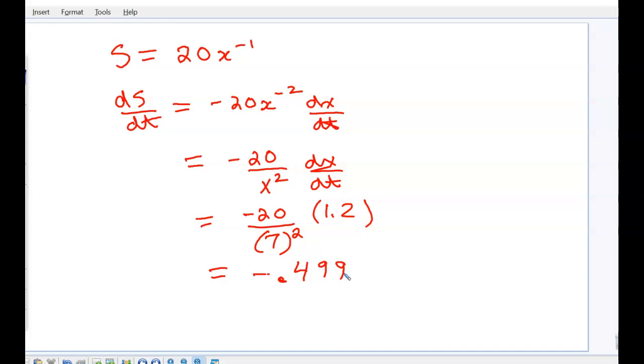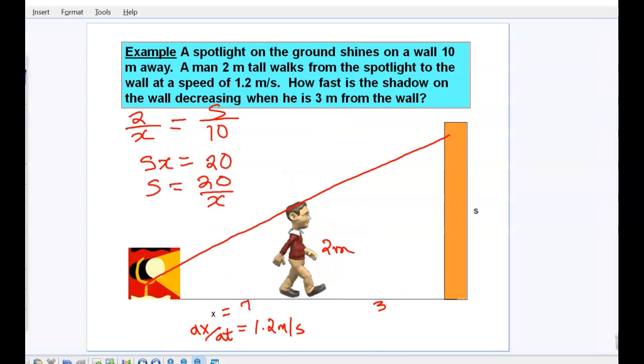Yes, that negative 0.489 meters per second is going to be the rate change of the shadow. And the negative just indicates that the shadow is getting smaller as the man gets closer to the wall.